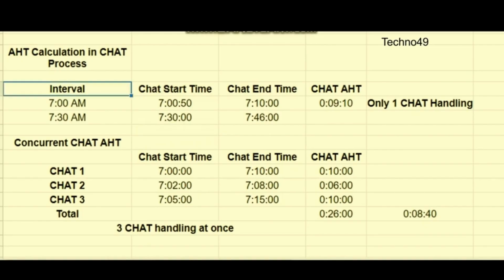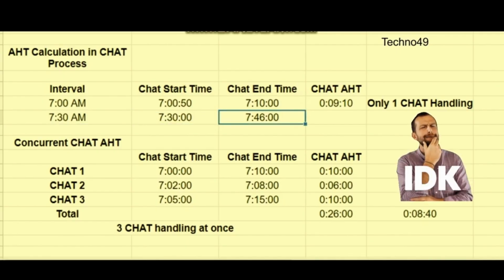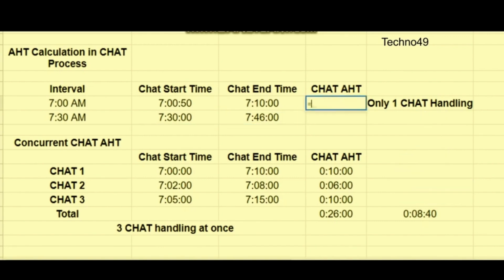So these are the interval, chat start time, chat end time, and the chat AHT. Here the interval is 7 a.m. and 7:30 a.m. We have the chat start time 7 o'clock, then it ended at 7:10. The second chat started at 7:30 and ended at 7:46. So here we are talking about one agent handling only one chat. So the simple formula would be your chat end time minus chat start time. So this would be the AHT of one chat.